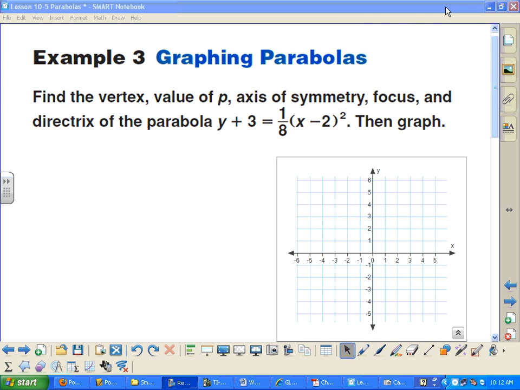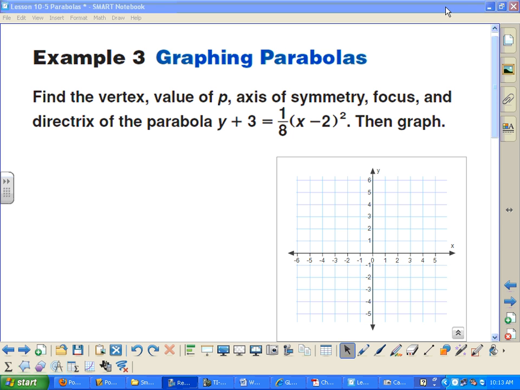Okay, so they want us to graph parabolas. They give us an equation for the parabola. They want us to find the vertex, the value of p, the axis of symmetry, which is the line that cuts the graph in half, the focus, and the directrix, and then graph it. So this is kind of like the hyperbolas, where there's a lot of information you have to find, so you have to take your time with it. Finding the vertex and the value of p, we can work from there for everything else.